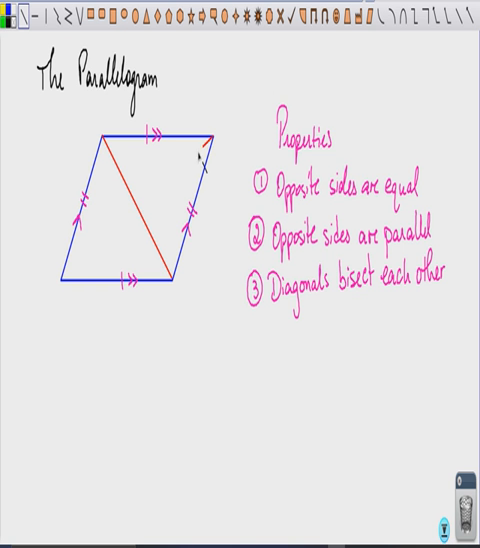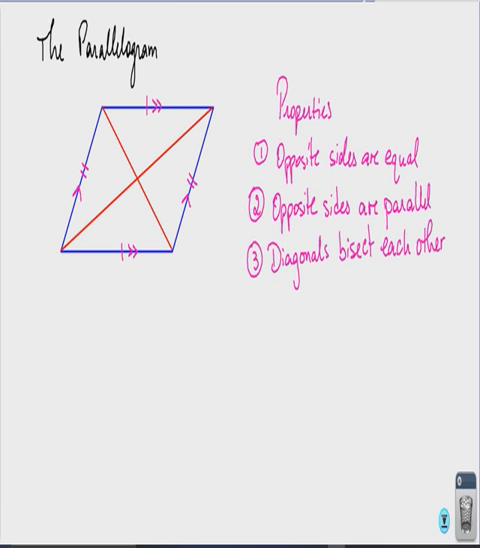One is short, one is long, but they do bisect each other, and that means that this is equal to this, and this is equal to this. Okay, so diagonals bisect each other. Those are the properties of a parallelogram. So opposite sides are equal, opposite sides are also parallel, and diagonals bisect each other.